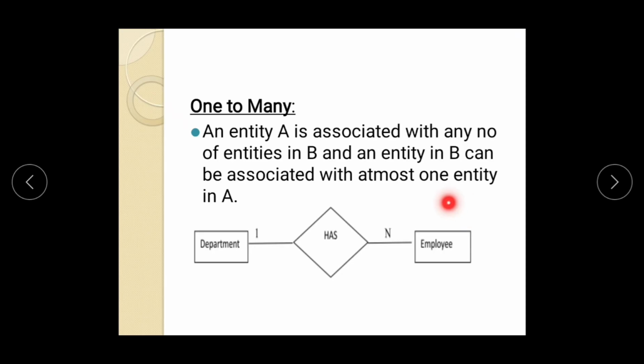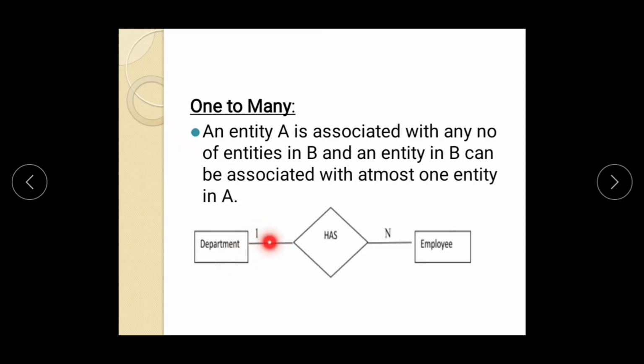Here we have given an example, department and employee. The entity types are department and employee, and the relationship is has. It is a one-to-many cardinality, which means that a single department can have any number of employees. That's right, right?